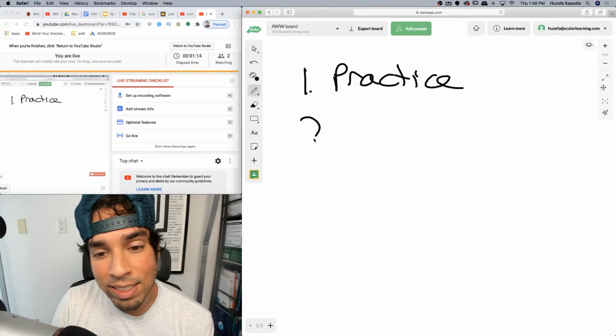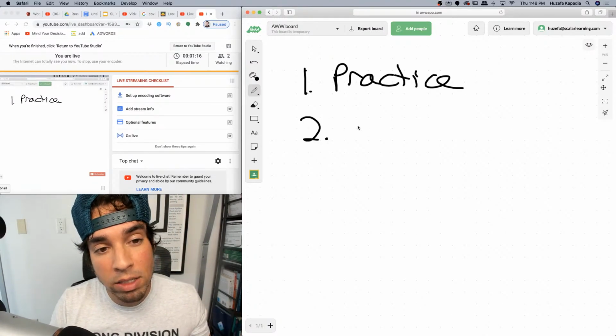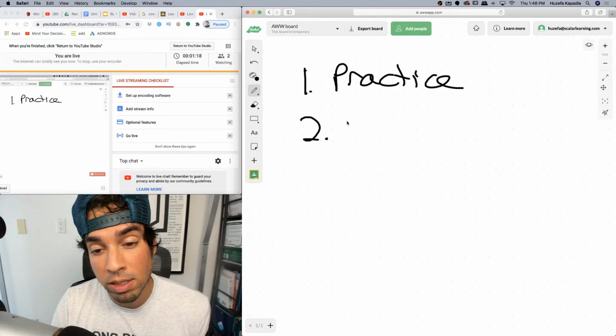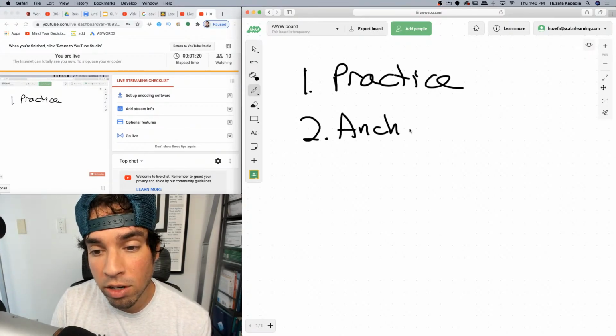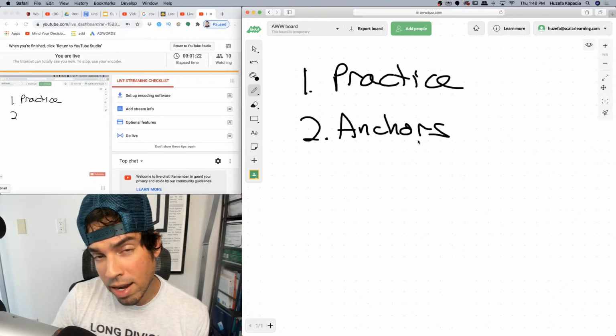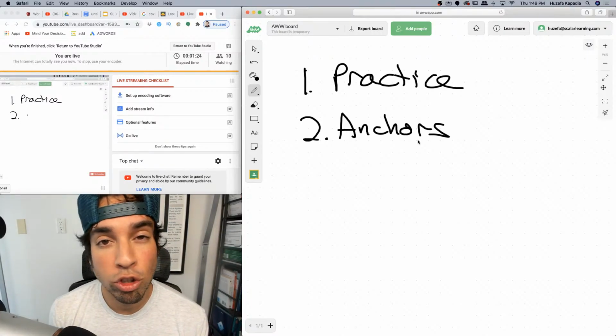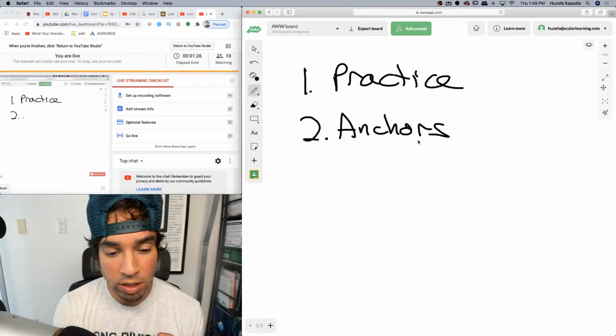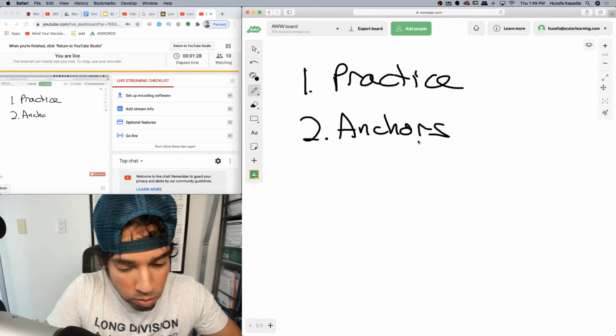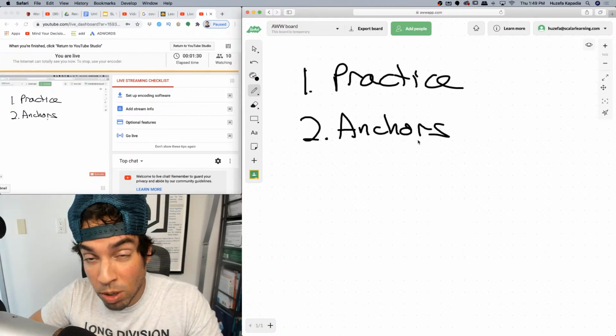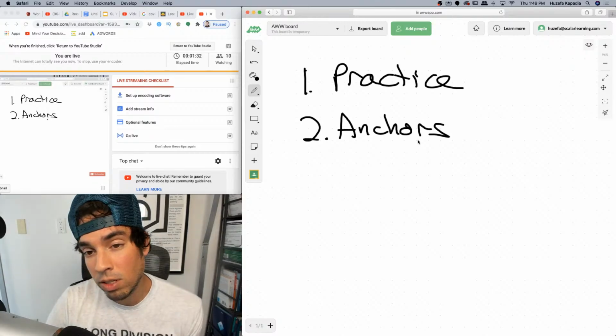My second tip after just straight up practicing, which is also used when you're practicing, is to use something called anchors. So I want to talk about what anchors are. Anchors are basically little shortcuts or tricks that you can use to glue disparate pieces of information together. So I'm going to give you an example.